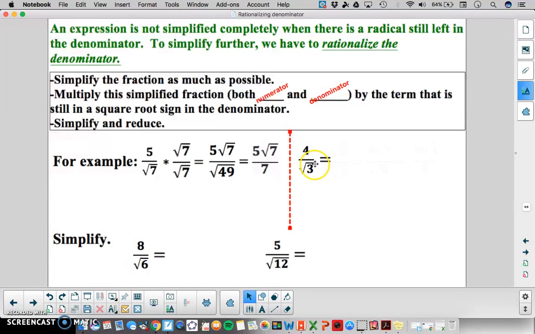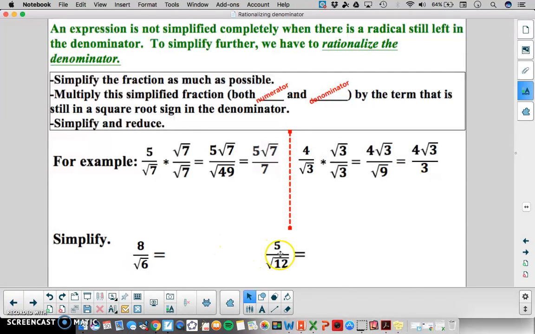Let's try 4 divided by root 3. Again, I don't want the root 3 to stay in the denominator, so I need to rationalize that denominator by multiplying by 1. The 1 that I want to choose here is root 3 over root 3, because that's the value that's underneath that radical. That's what's going to help me get rid of that square root symbol. So multiply straight across and we get 4 times root 3, 4 root 3. Square root of 3 times the square root of 3 is the square root of 9. Of course, the square root of 9 is just 3, so we're left with 4 root 3 over 3.